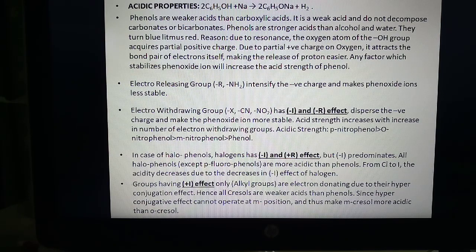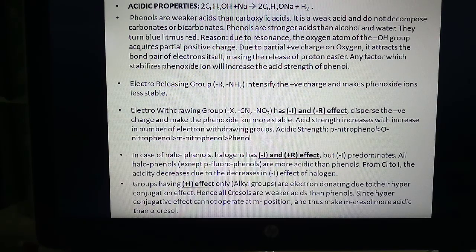In the second point, you can see the electro-releasing groups, like the alkyl group and the amine group NH2. They intensify the negative charge on the oxygen atom and make the phenoxide ion less stable. So we should have the intention of intensifying the positive charge on the oxygen atom. But when it becomes negative, it becomes less stable.